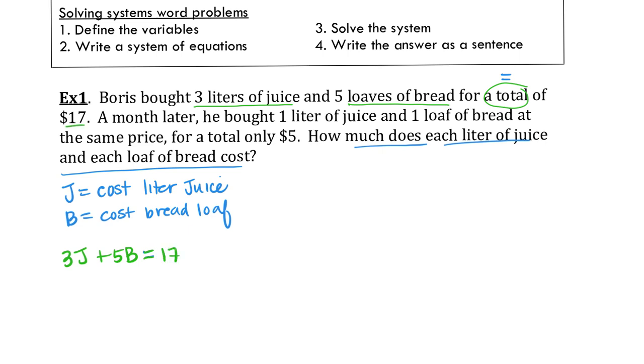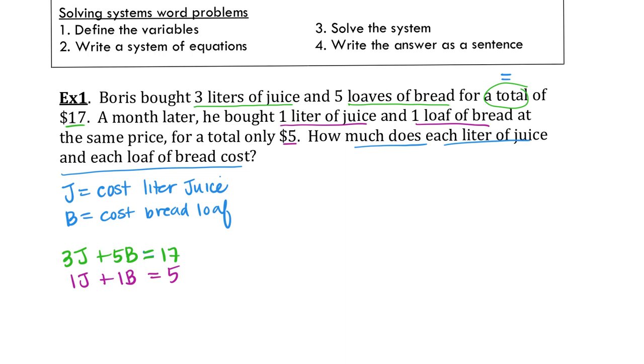Okay, I have one equation. I need another equation. So let's keep reading. Okay, next sentence. A month later, he bought 1 liter of juice and 1 loaf of bread. So 1J plus 1B at the same price for a total of $5. Now it costs $5. Okay, so that's our system of equations. We have 2 equations, 2 variables. Okay, now I'm going to solve the system.